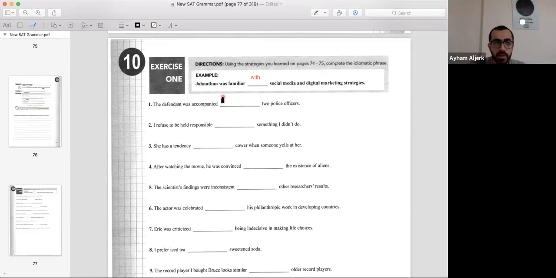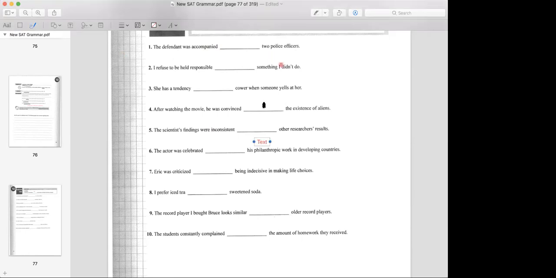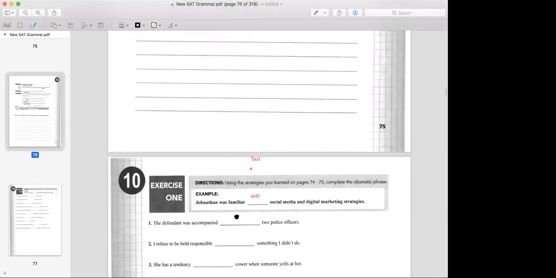So is there a rule about this? No, it's just that we have to memorize it. When we have "familiar," usually we have "with." I'm familiar with something. I'm going to do two or three examples. First one, the defendant was accompanied blank two police officers. By. Accompanied by. Thank you.